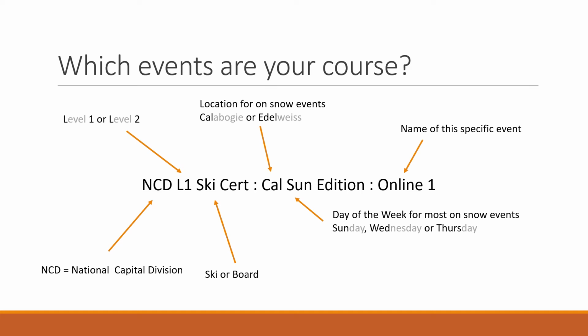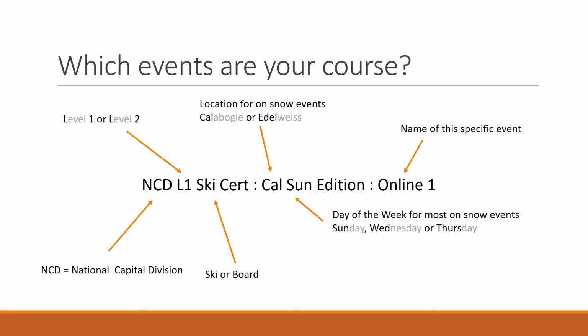And then the final part is the name of the specific event, and they have a sequence that goes online 1, online 2, online 3, and then on snow 1, on snow 2, up to on snow 8 or 9, however many events you have in your particular course. You should have received an email with a table showing the schedule for your course, so you should know which days to be looking at for which events.